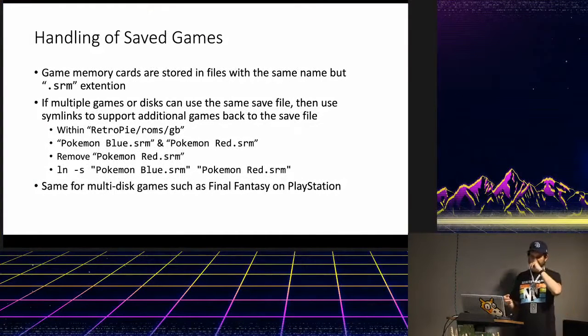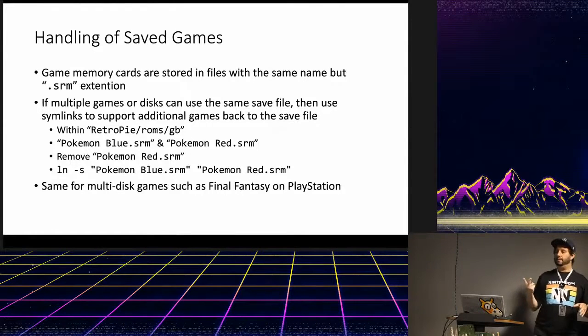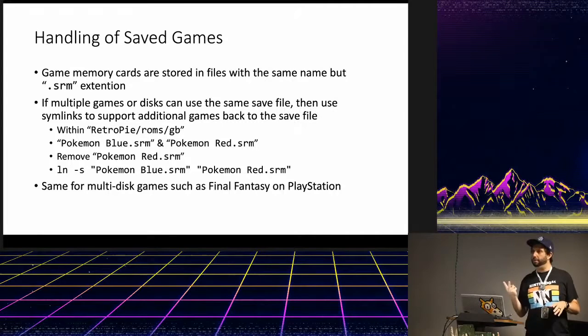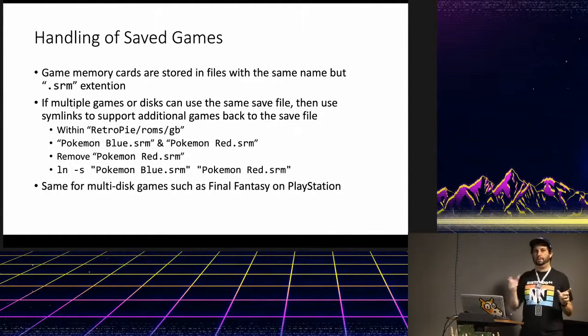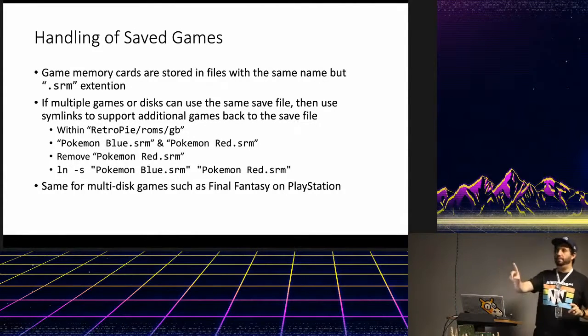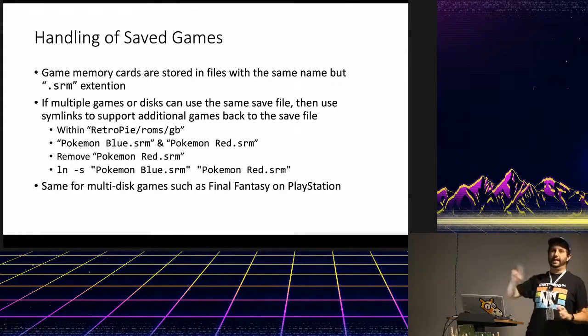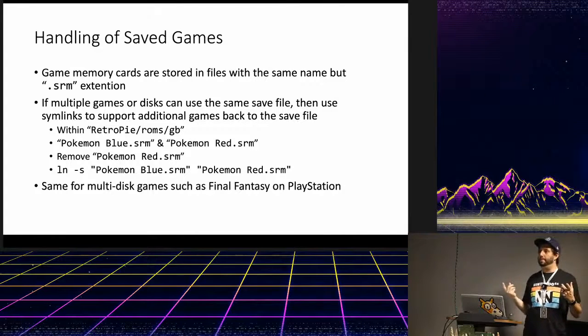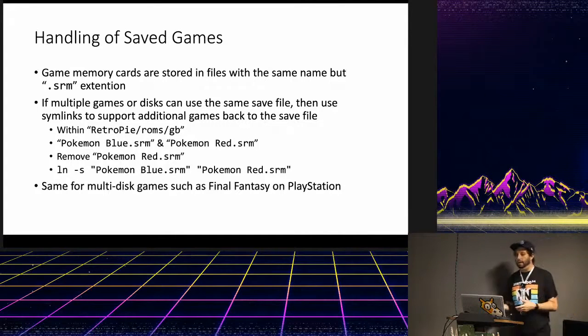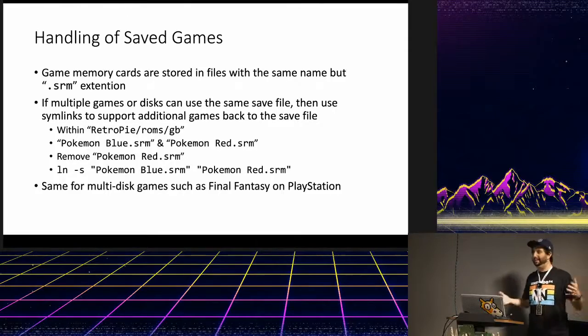And here's an interesting challenge. The save file is the exact same name as the file for the game ROM. Now, some games can share memory. So for instance, in my example here, the memory of Pokemon Blue can also be read by Pokemon Red. So if you want to have one profile but play the two different games with it, how do you share the memory between the two, the save game? And so what you use is something called a symlink.